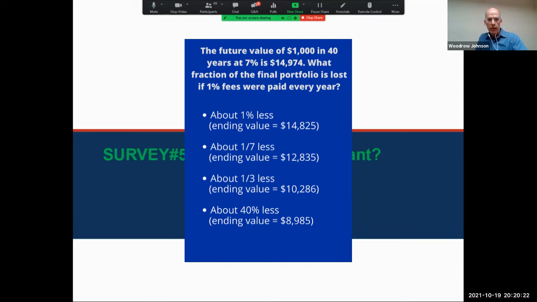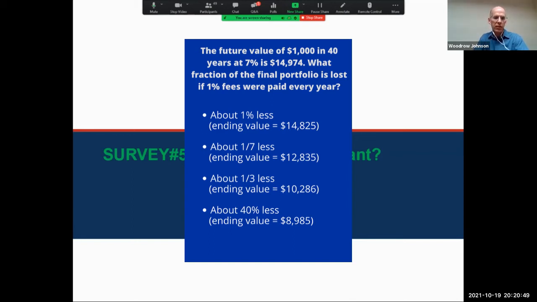Suppose instead of getting 7% per year, there's a typo here. There's a typo in my question. Sorry, I typed it wrong. The question is, what fraction of the final portfolio is lost if 1% in fees were paid every year? It should have been 1%.